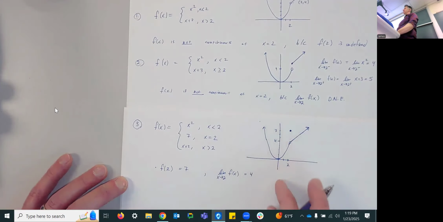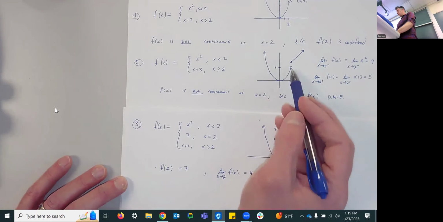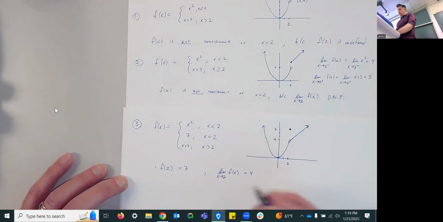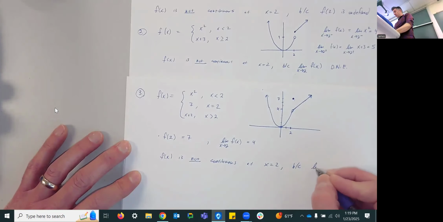I should really say it's not a jump discontinuity, it's a point discontinuity. The previous one was a jump discontinuity. But since we have this removed point, this function is not continuous. So here, f of x is not continuous at x equal to 2, because although the limit exists and the function exists, they're not equal to each other. The limit as x approaches 2 of f of x does not equal f of 2.